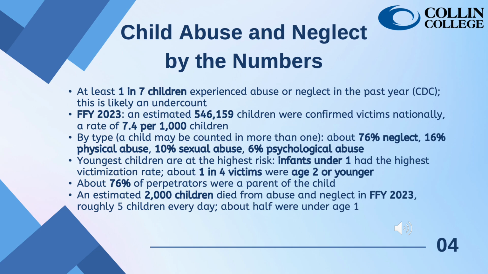As for who harms children, about 76% of perpetrators were a parent of the victim. And the most tragic statistic, an estimated 2,000 children died from abuse and neglect in fiscal year 2023, which is roughly 5 children every single day. About half of those children were under the age of 1. Hold that in mind as we talk about infants and abusive head trauma shortly.